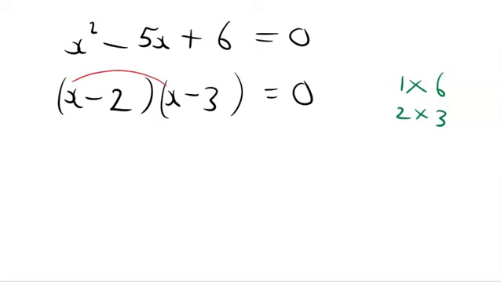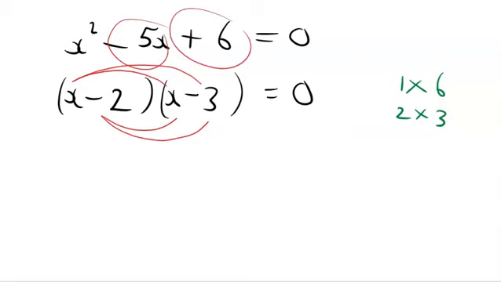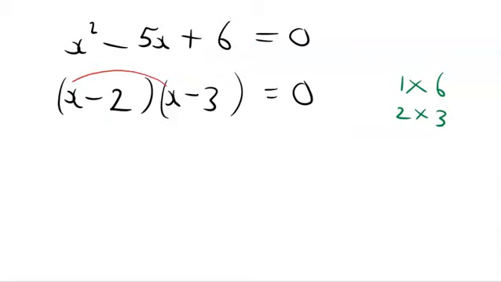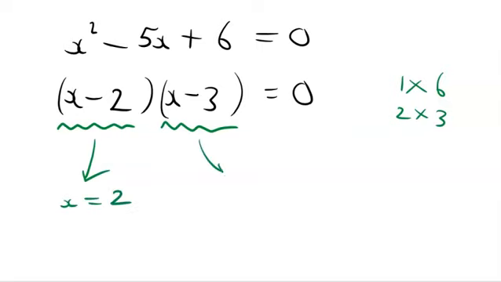x times x, x squared, minus 3x, minus 2x does give minus 5x, and then minus 2 times minus 3 does give plus 6. Then that equals 0, which means this could be 0, or that could be 0. If that is 0, then x will be 2. If this is 0, x will be 3, which means then my answer is simply x equals 2 or 3.